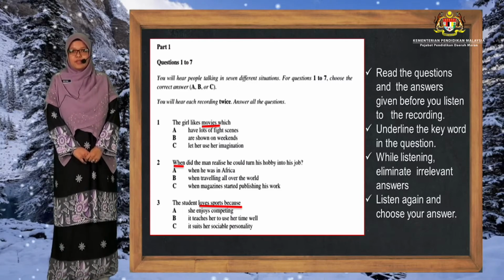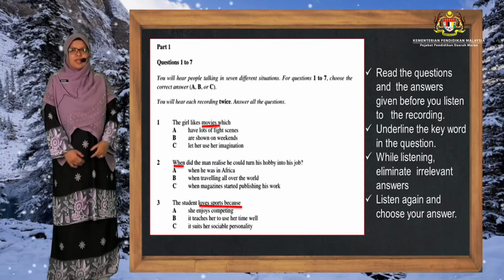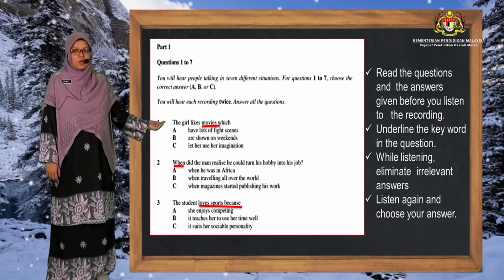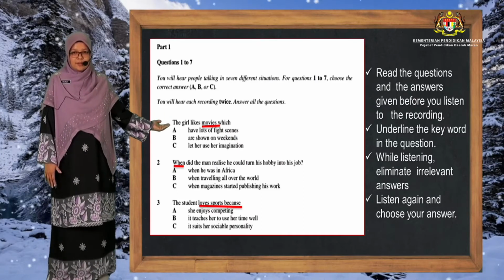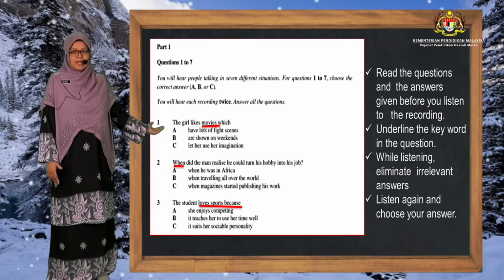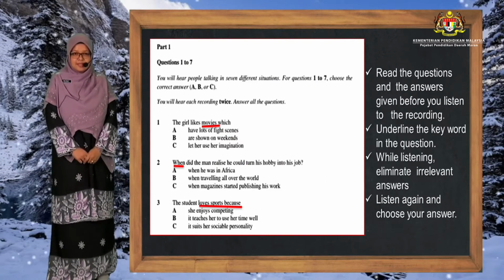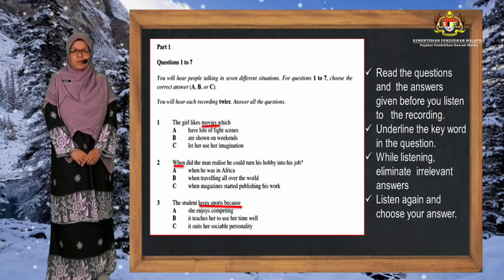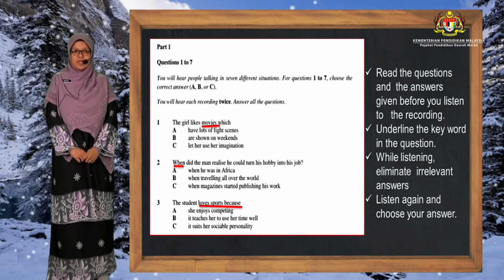After reading the questions, you have to underline the keywords in the question. For example here, number 1, the girl likes movies, so the keyword here is about a movie. So you underline the keywords. Same goes to number 2, when. The question asks you about the timeline, so you underline the keyword. Then when you listen, you have to eliminate irrelevant answers. And then you listen again for the second time and choose your answer between A, B, or C.